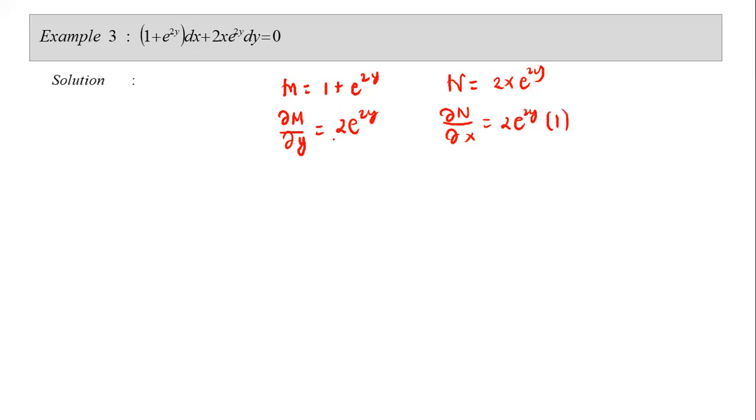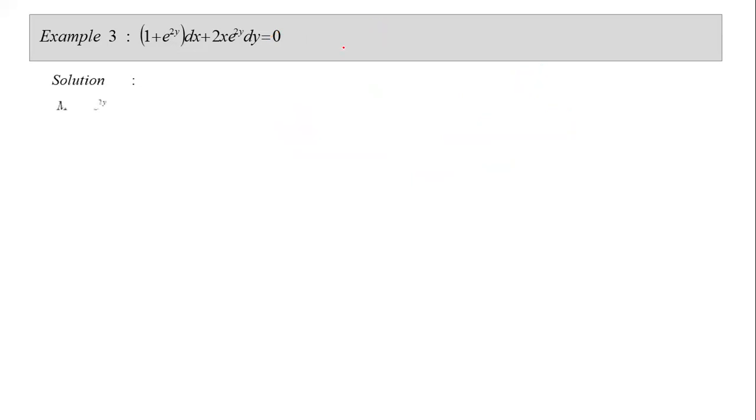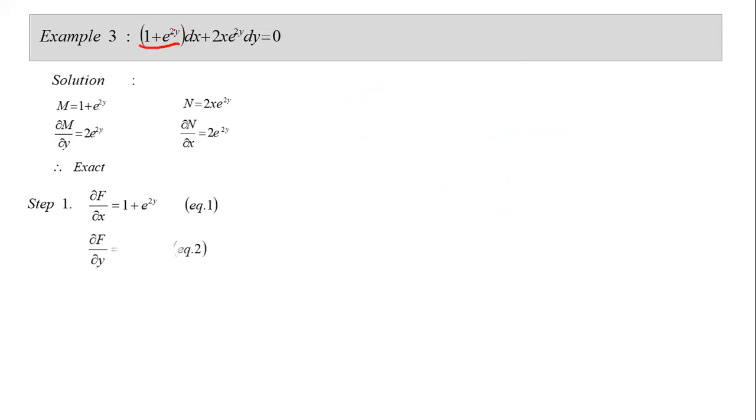So I think we got the partial derivative of M with respect to y is equal to the partial derivative of N with respect to x. So therefore, this is an exact differential equation. All right. So we proceed with the solution. Step 1. You let df/dx equal 1 plus e to the 2y, and df/dy is 2x e to the 2y.